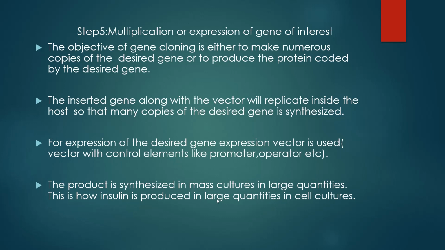For expression of the desired gene, a gene expression vector is used. That means the vector contains some control elements like promoter and operator. In this way, the product is synthesized in mass cultures in large quantities. This is how insulin is produced in large quantities in cell cultures. Clear? So gene cloning is mainly used to produce the desired gene in a number of copies or to produce the product encoded by the desired gene.